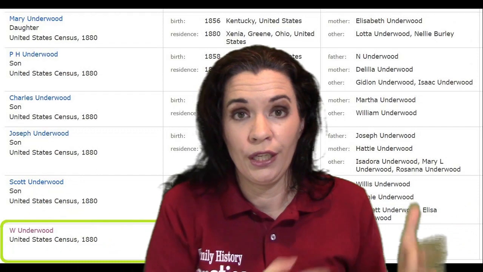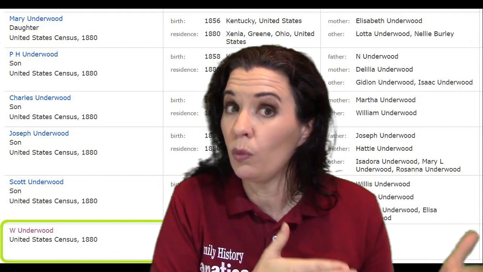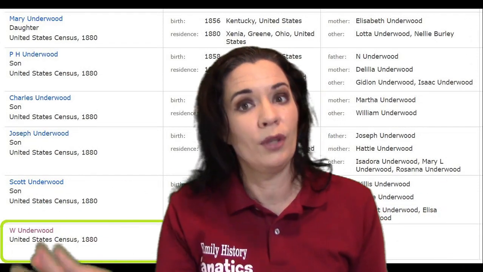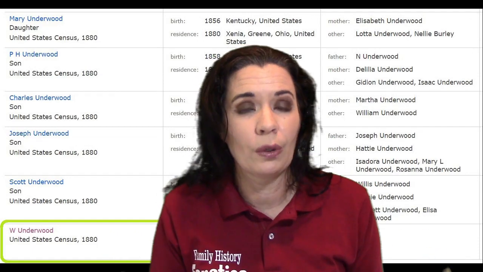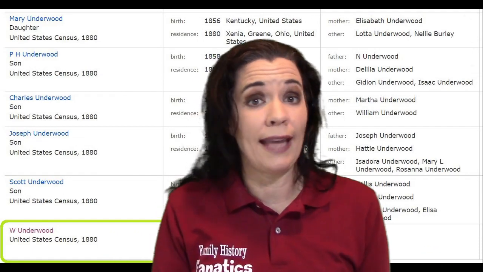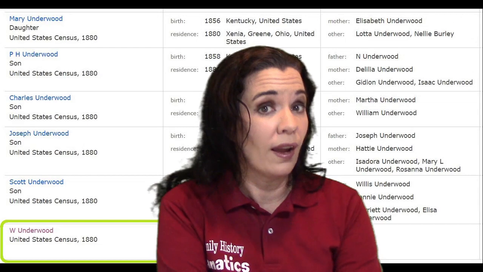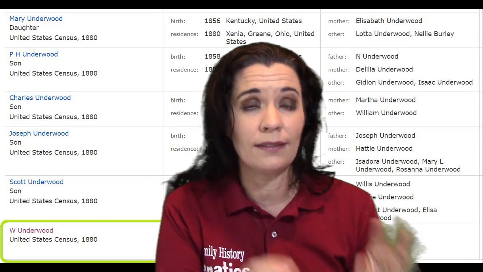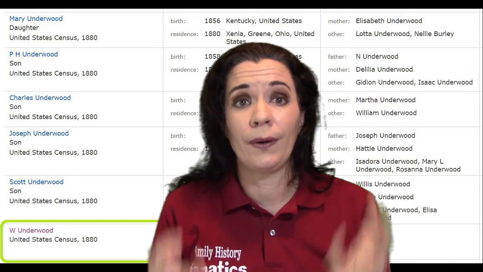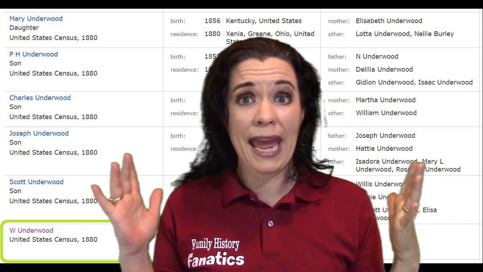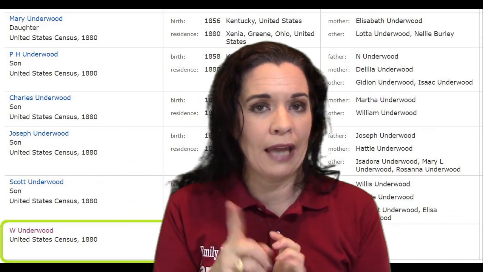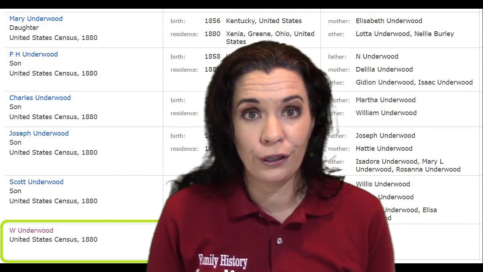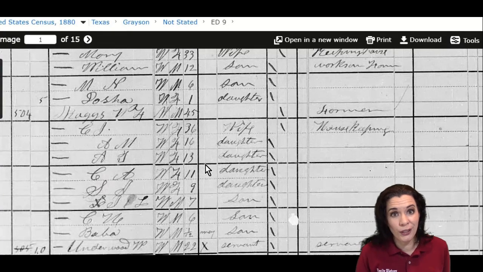Big clue. W. Underwood could be Winfield Underwood, but W can stand for a lot of things, I know. He's living in Grayson, Texas, where Winfield winds up, gets married, and has some kids. Okay, that's good. And his birthplace is Kentucky. Yay! Do I have enough? Not yet. I need to dig further. Actually, I need to go look at the original record and see what's going on.